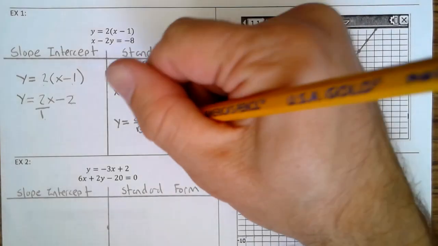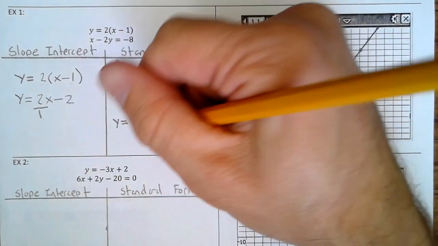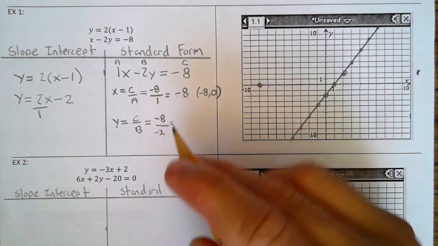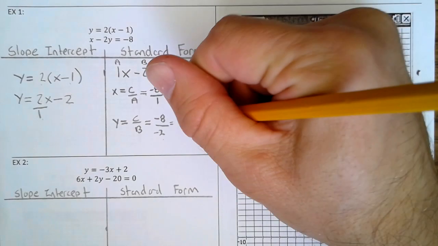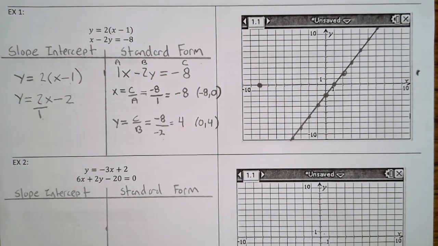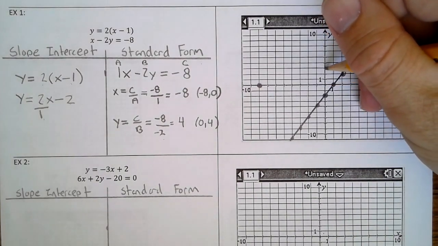Now our y-intercept from our notes is y equals c divided by b. So c again is negative 8. B is negative 2. So negative 8 divided by negative 2 is 4. So our y-intercept is 0, comma 4. So 0, 1, 2, 3, 4.